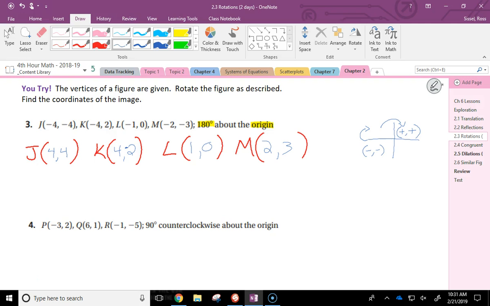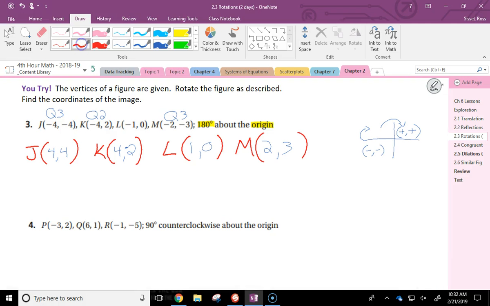J, 2 negatives, that means it was in quadrant 3. K is in which quadrant? If it was a -4, -2, that's in quadrant 2. L, -1, 0, it's just going to be on our line. And then M, -2, -3. This is the part, gentlemen, Harrison, I know you didn't need this. With 2 turns, we're going to go 2 other quadrants.